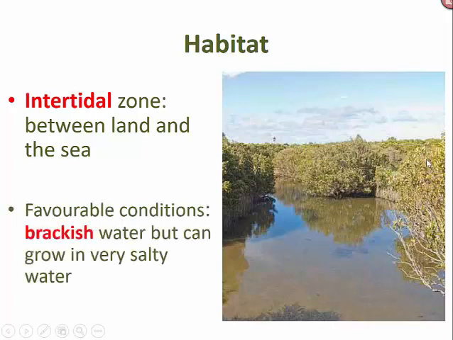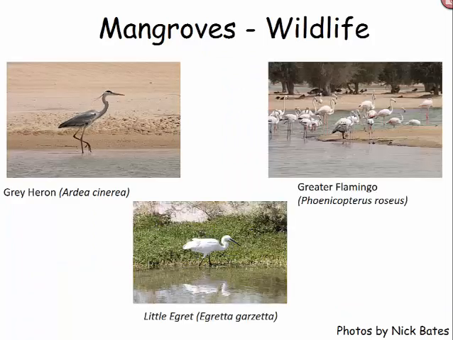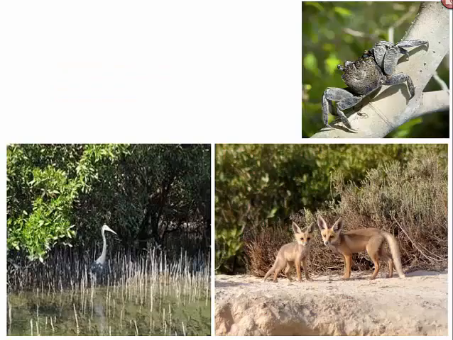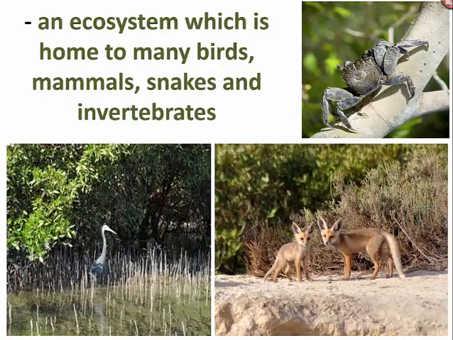Now, these areas are very good for mangroves because mangroves like brackish water. Now, brackish water is not seawater, which is very salty, but it is not fresh water either. It is in between the two, so it is slightly salty. Now, in the mangroves, you do see certain kinds of wildlife, which we are familiar with, the heron, the flamingo, and the egret. The mangrove is a particular kind of ecosystem, and it's home to many birds, mammals, and invertebrates.